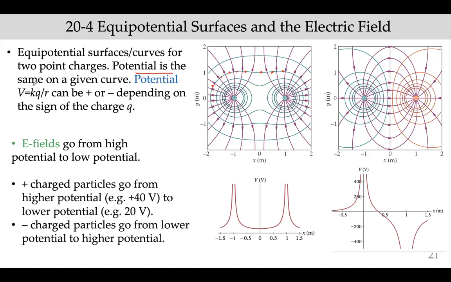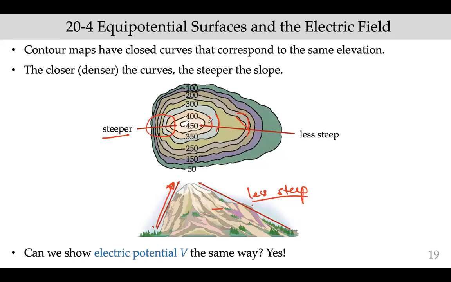Potential is the same on a given curve. Let's say you choose this curve, so all points have the same potential on that curve. The value of the potential is the same. If you move to the outer curve, now the potential goes down, but all points now on this curve have the same potential. Let me go back to this figure here.